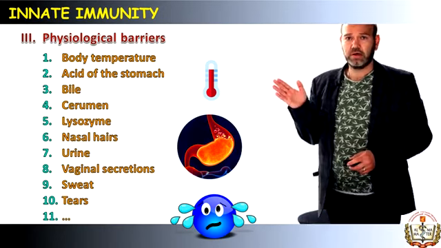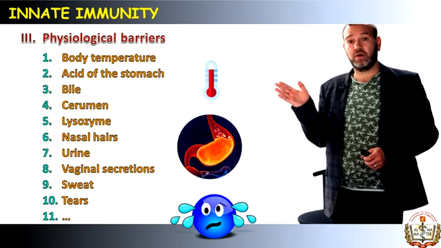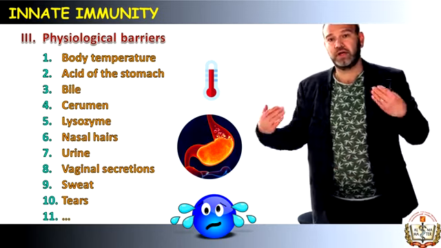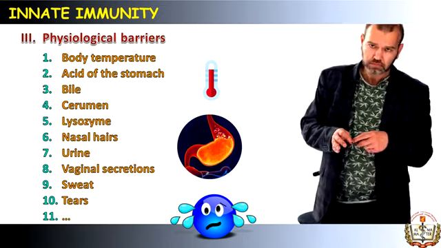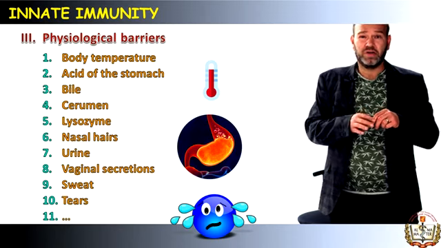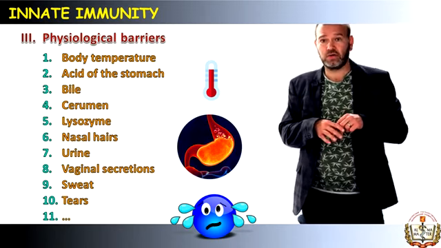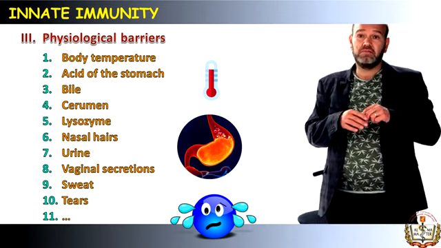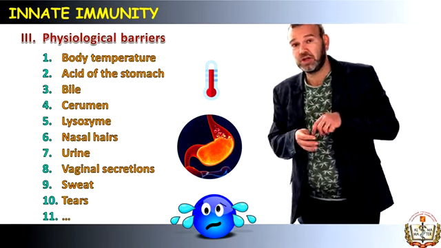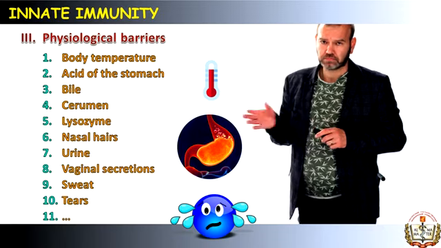So number 2, high acidity of the stomach. Acid can kill the main number of microbes which are ingested with the food. Bile, as you know, is the factor which does not allow the growth of mainly gram-positive microorganisms, and that's why it is used in a number of culture media. Selective culture medium has an inhibitory factor.